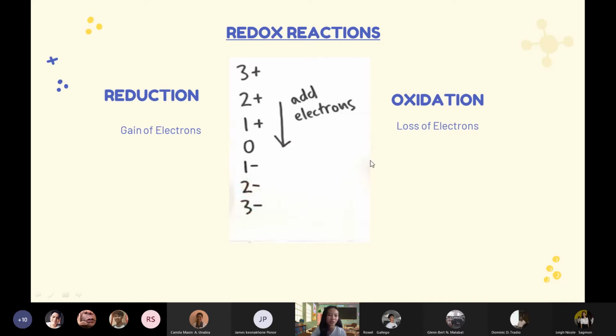Okay, so this would be a good example. As you add electrons, the charges go down. As electrons are gained, the charge reduces. You can see that in this figure. That is the reason why.